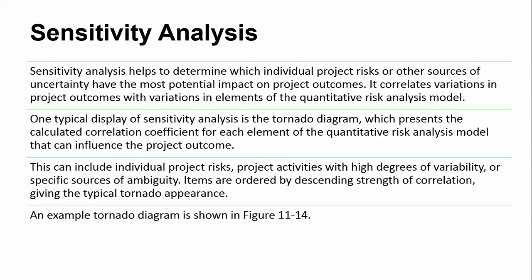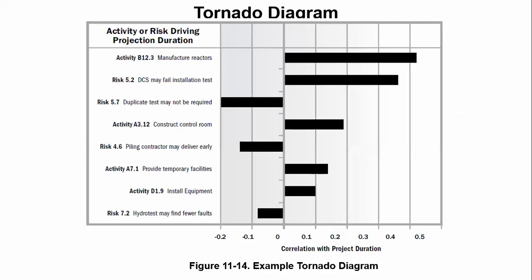There's another tool, which we call the tornado diagram. It's synonymous with the concept of sensitivity analysis, and this helps to determine which individual project risks or other sources of uncertainty have the most potential impact on project outcomes. Now, again, if you take a look at PMI's PMBOK guide, you can see an example of a tornado diagram. And the idea is that the tornado diagram shows you how sensitive these identified risks are on the project. We can see activity or risk driving project duration. And the longer it is, the more sensitive it is. That is what you need to know for your exam.